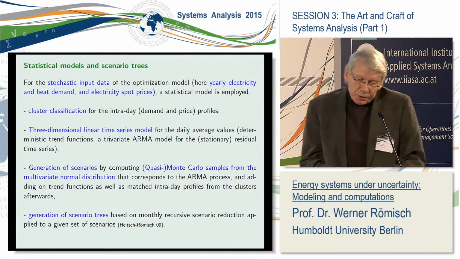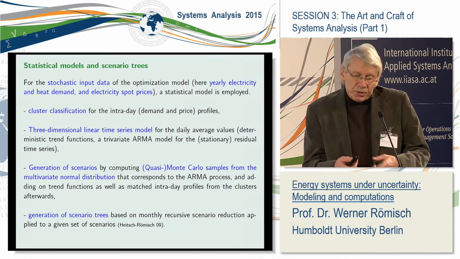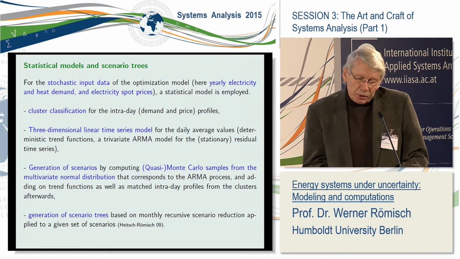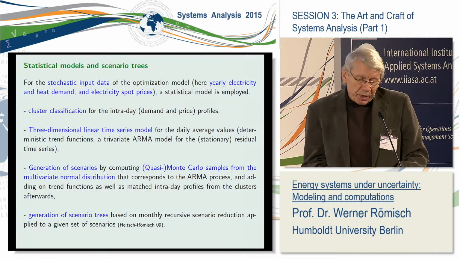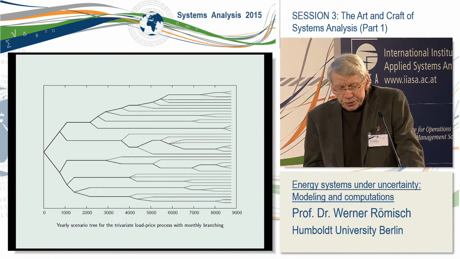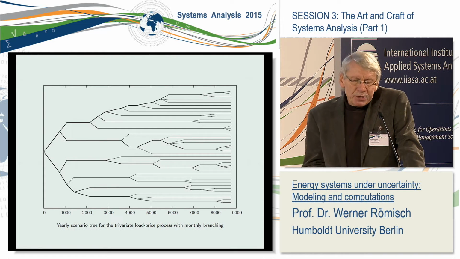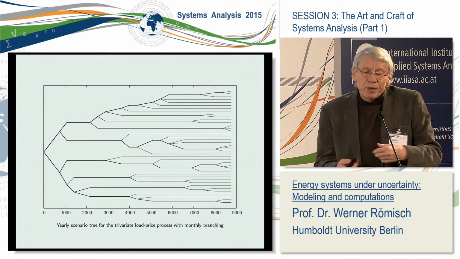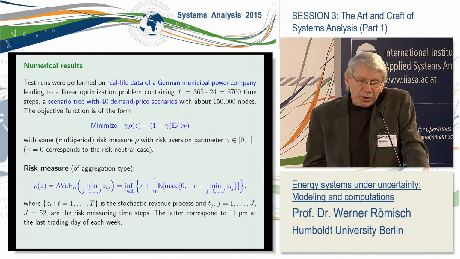And in addition, we added deterministic trend functions and finally also matched intraday profiles. We sampled, as I said, via Monte Carlo or quasi-Monte Carlo, a number of scenarios, and finally generated a tree by a specific method which is based on recursive scenario reduction. I come back to this in the second part of the talk. So this is a typical scenario tree which we used, and we have monthly branches since these electricity futures have a monthly time horizon, and so these branchings are somehow adapted to the financial behavior of the futures.